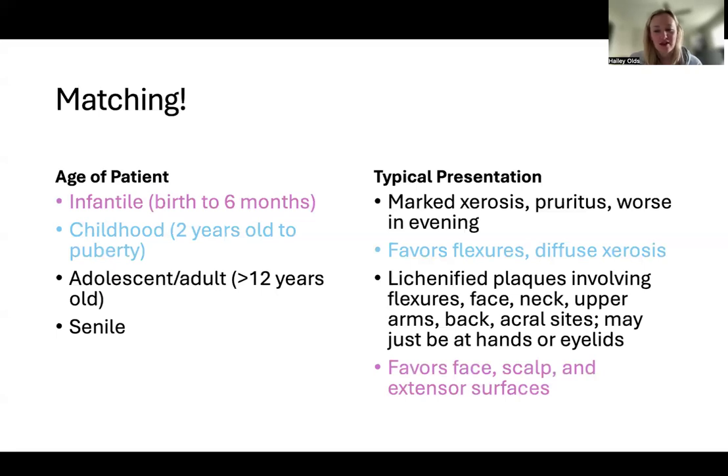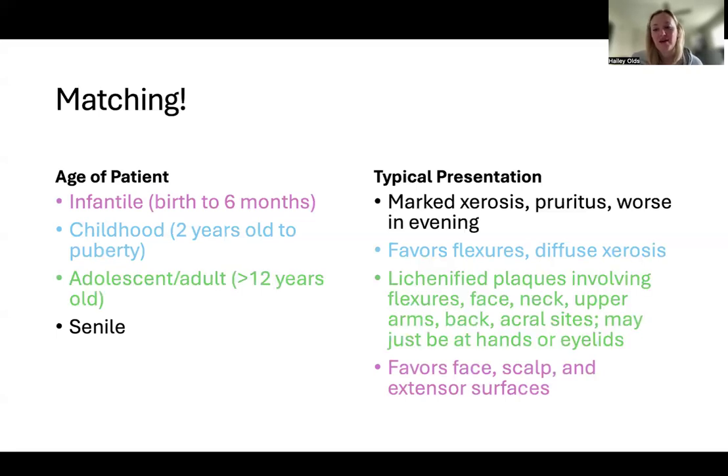Adolescents and adults, these are the people that are scratching more, so kind of fine plaques. Can be in flexures, face, neck, upper arms, back, and it may just be at the hands or the eyelids. And then senile, that's when you're older, so that's marked xerosis, pruritus, and it's worse in the evening.